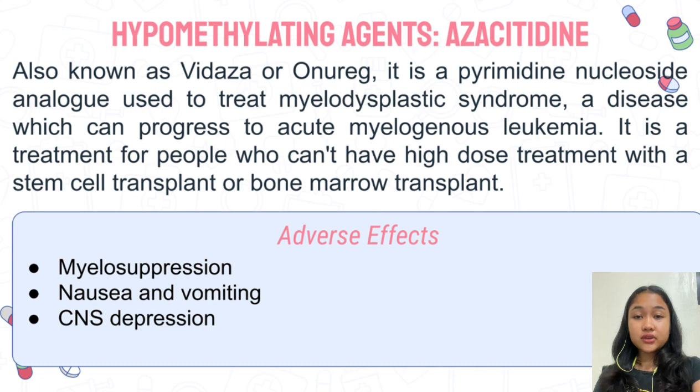First drug under this group is azacitidine. Also known as Vidaza or Onureg, it is a pyrimidine nucleoside analog used to treat myelodysplastic syndrome, a disease which can progress to acute myelogenous leukemia. It is a treatment for people who can't have high-dose treatment with a stem cell transplant or bone marrow transplant. It is administered via subcutaneous or intravenous injection. Its adverse effects are myelosuppression, nausea and vomiting, and CNS depression.